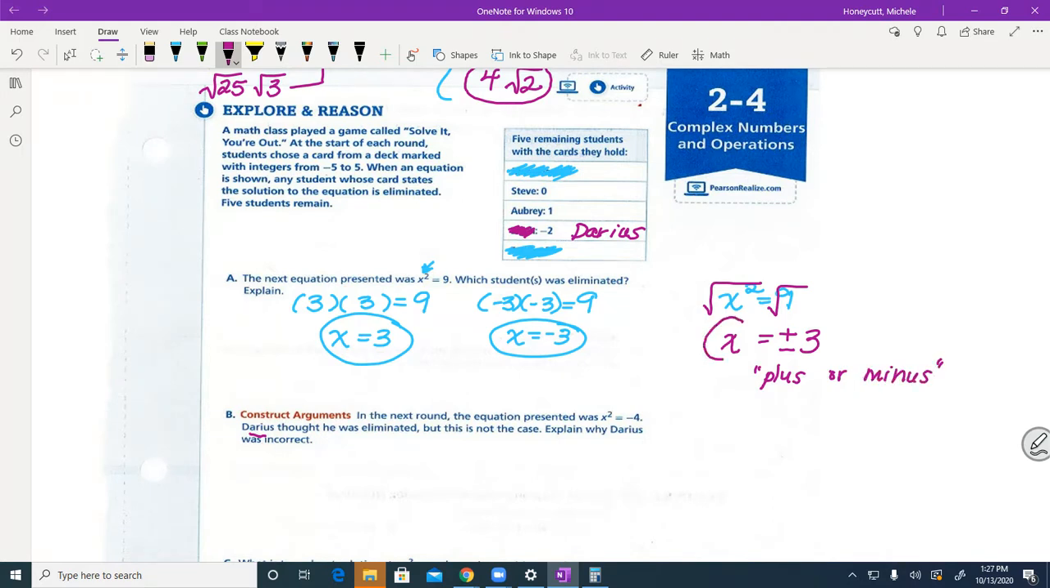Or you could also say positive or negative 3. But that way we don't have to write positive 3 and negative 3. So x equals, that's an x, plus or minus 3.